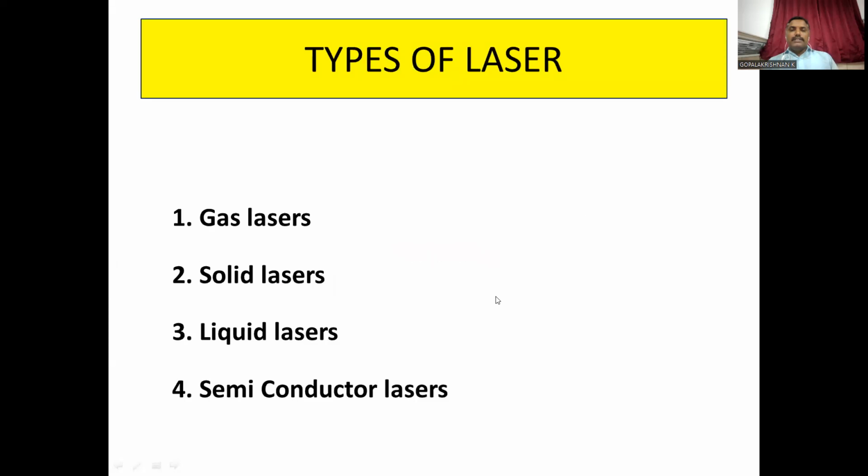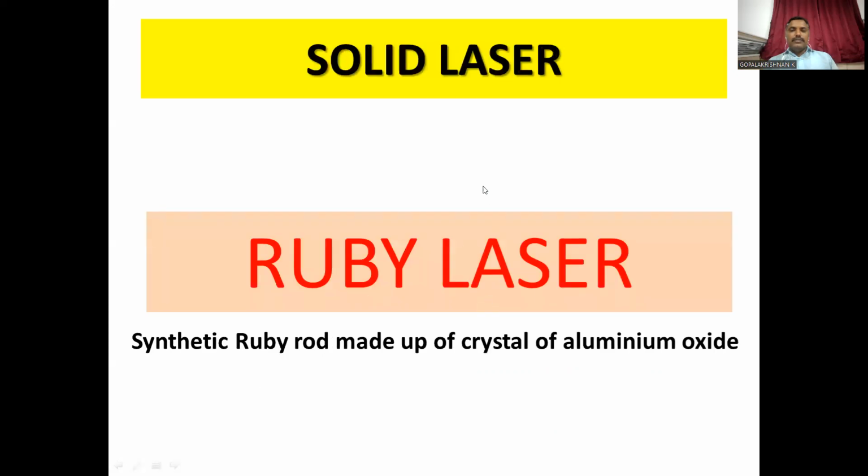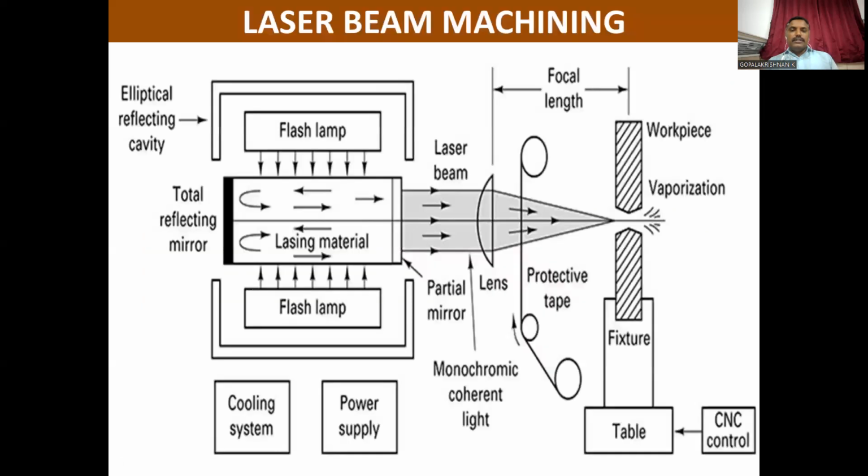Different types of lasers. First one, gas laser. Second one, solid lasers. Third one, liquid lasers. And fourth one, semiconductor lasers. There is the solid laser, the ruby laser. Generally, we use a synthetic ruby rod. It is made up of a crystal of aluminum oxide.